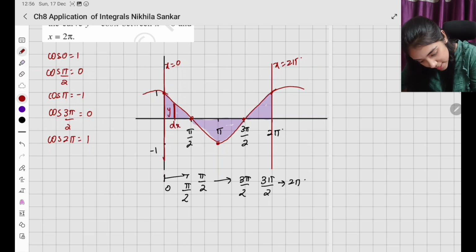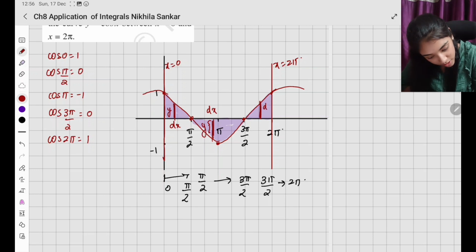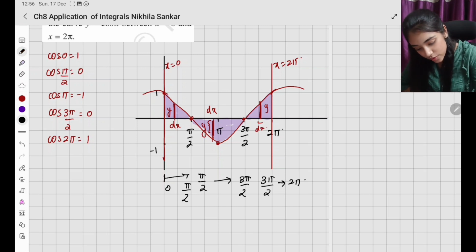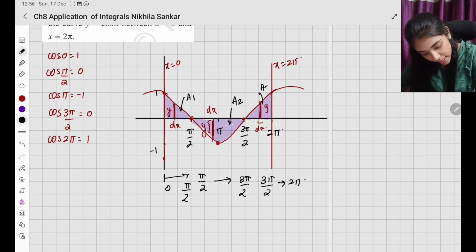So this is going to be dx and this is y. Again I'm going to take a strip here. This is dx and this is going to be y. Again I'm going to take a strip here. This is going to be y and this is going to be dx. Okay, so how does my integral look now? So this is my a1. I have divided it into three areas. So a1, a2 and a3.